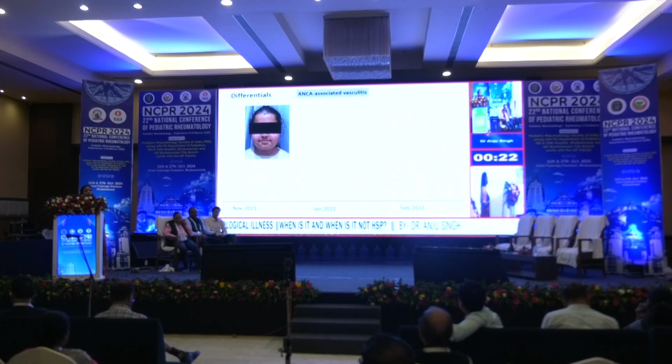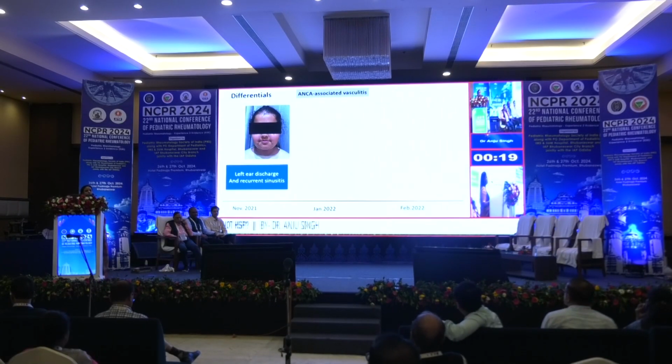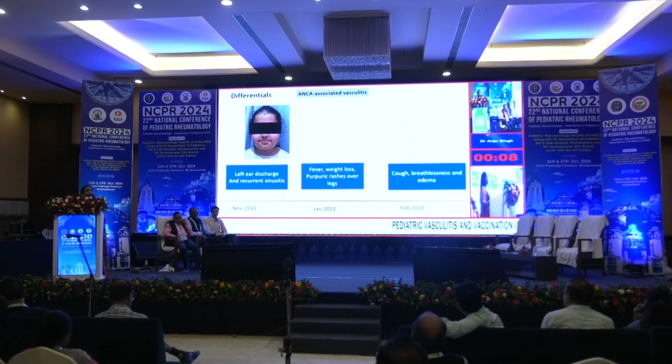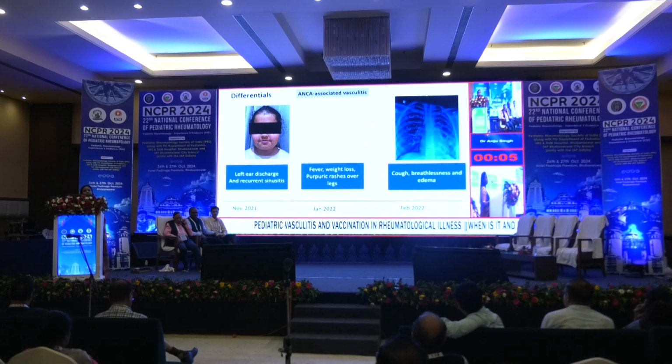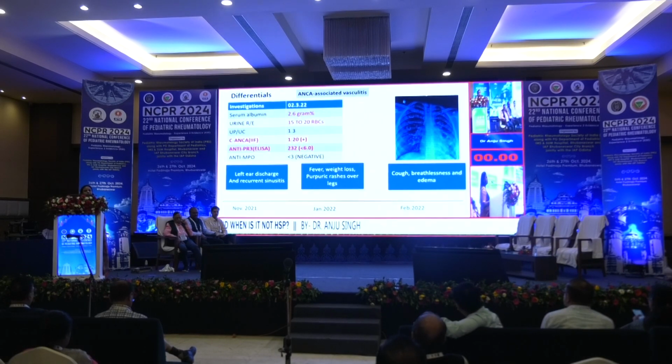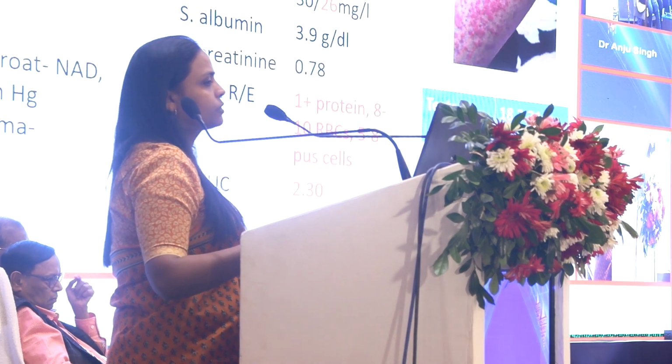Another important differential in this child, who is 14 years old and had glomerulonephritis-like features, is ANCA-associated vasculitis. How does a child with ANCA-associated vasculitis present to us? They usually have a preceding chronic history of sinusitis or ear discharge, or they can have constitutional symptoms followed by purpuric rashes, and then they can have pulmonary involvement in the form of cough, breathlessness or edema. Like this child had thick walled cavities superimposed by diffuse alveolar hemorrhage, and the blood showed that C-ANCA and PR3 was positive.